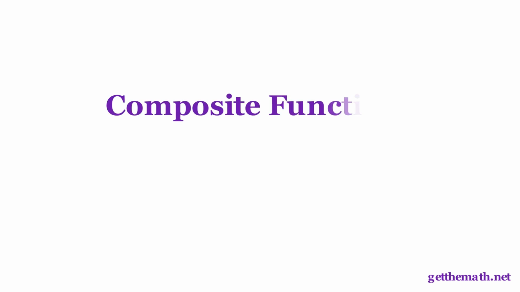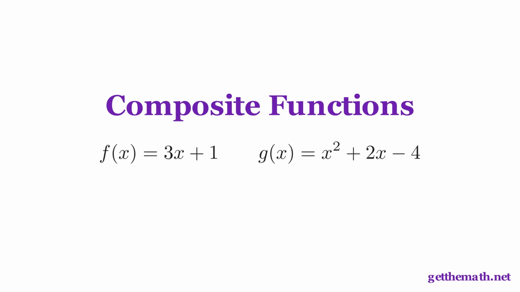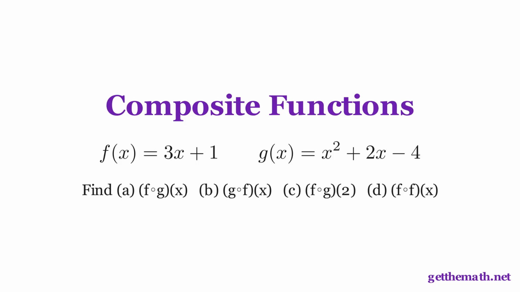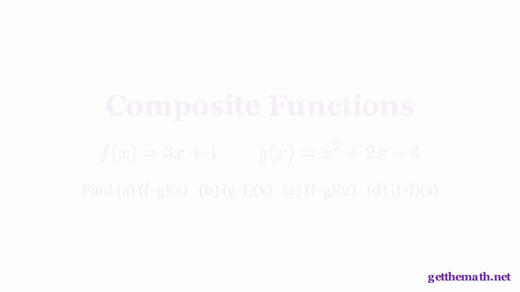Today we are finding composite functions. We are given f of x equals 3x plus 1, and g of x equals x squared plus 2x minus 4. We need to find four things. Part A, f composed with g of x. Part B, g composed with f of x. Part C, f composed with g, evaluated at 2. Part D, f composed with f of x.